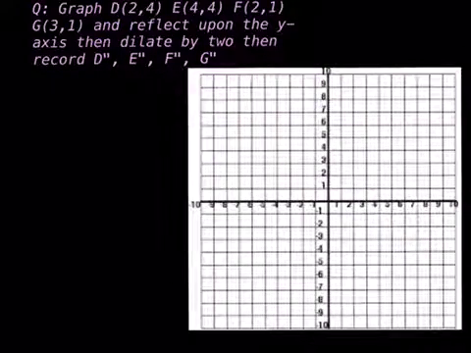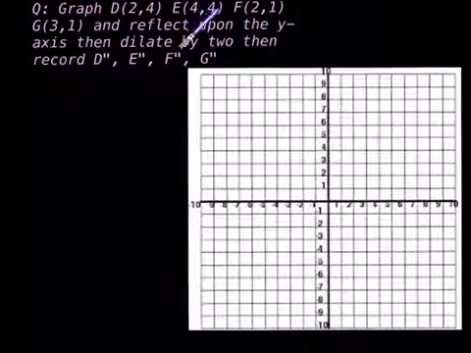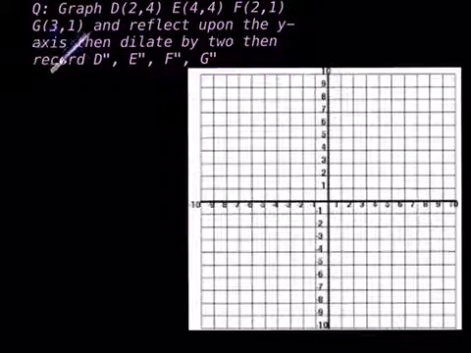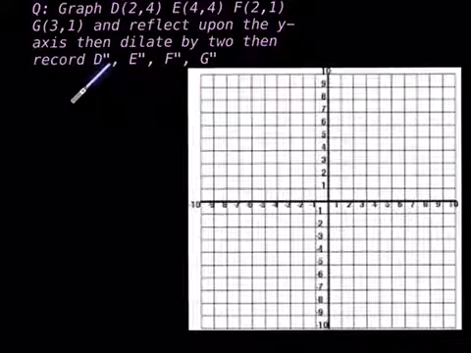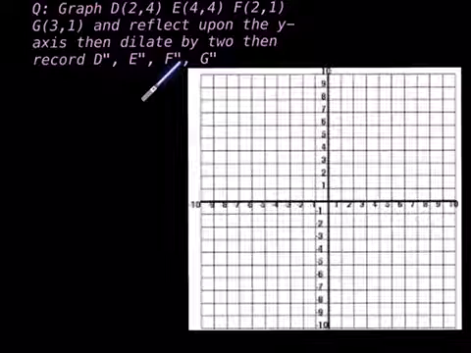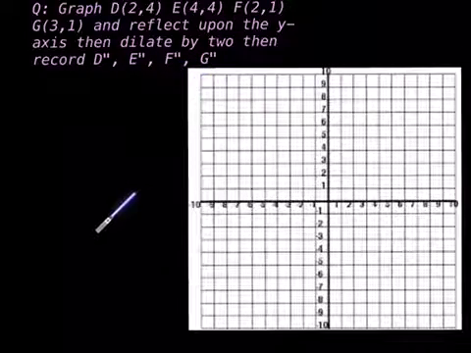So now to start off with a question. Graph D (2, 4), E (4, 4), F (2, 1), and G (3, 1) and reflect upon the y-axis. Then dilate by 2, then record D double prime, E double prime, F double prime, and G double prime. So let me show you.